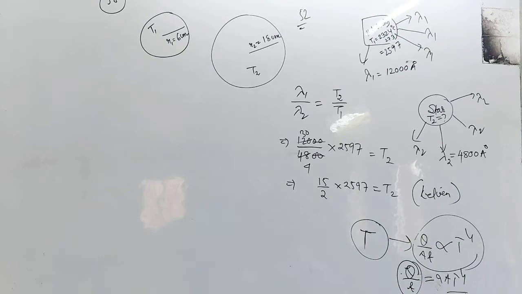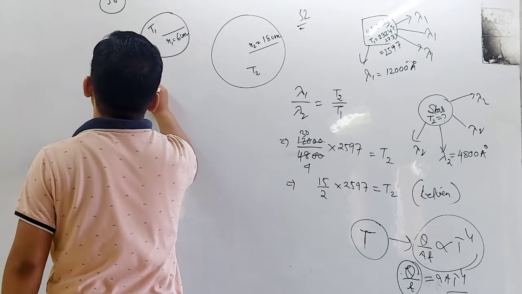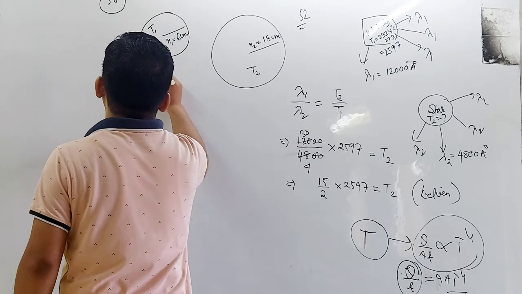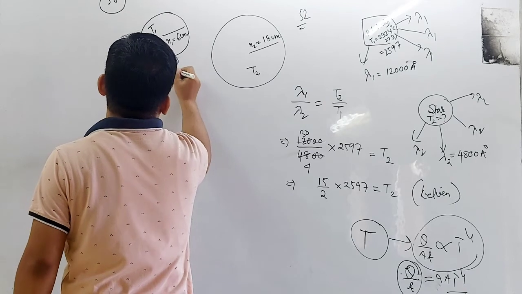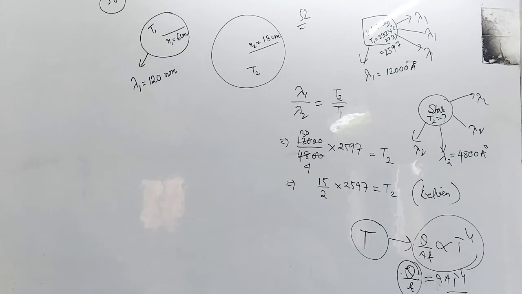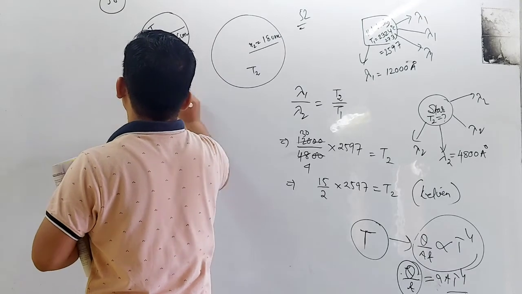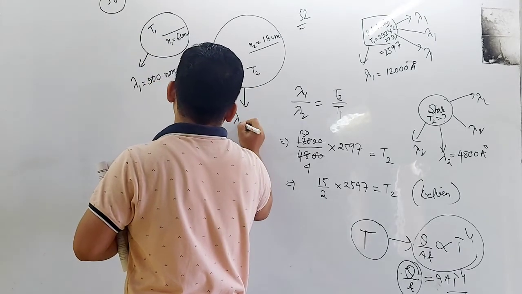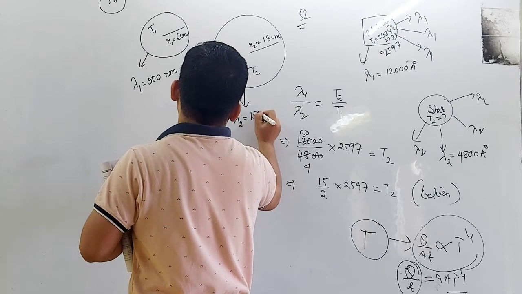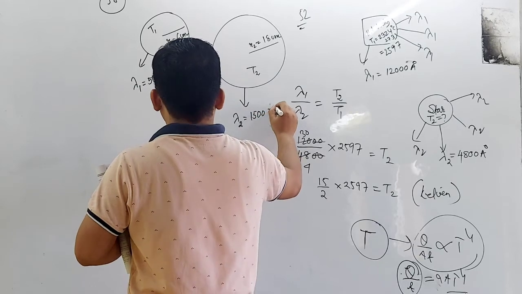Here the selection is lambda 1 equal to 500 nanometer, and lambda 2 equal to 1500 nanometer. Sorry, this must be 500 nanometer. It is a very simple way.